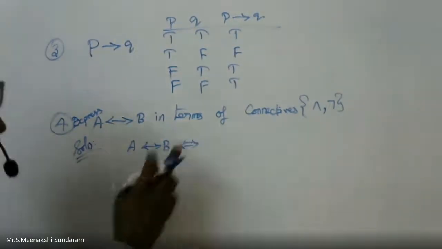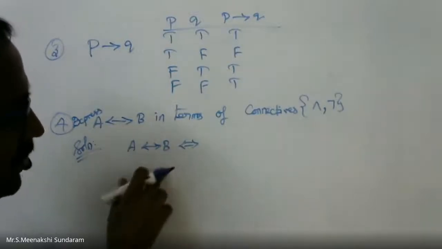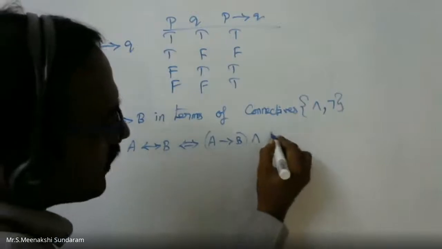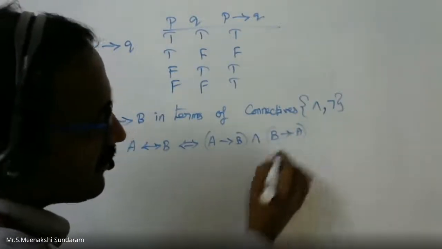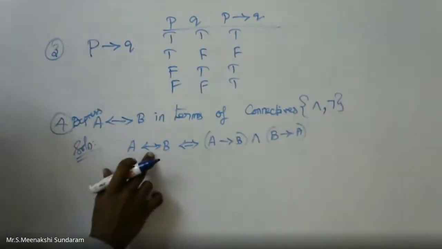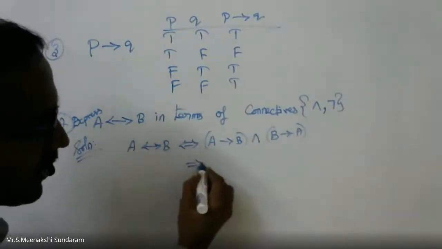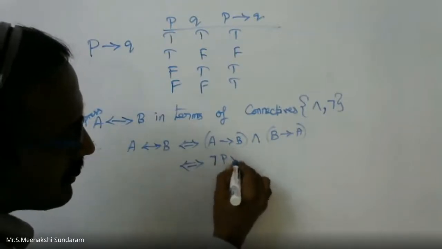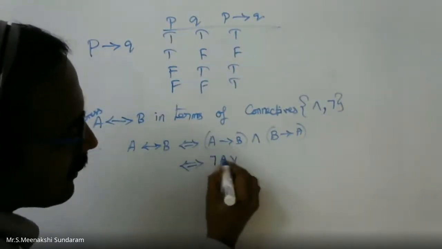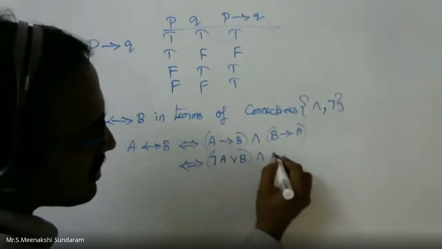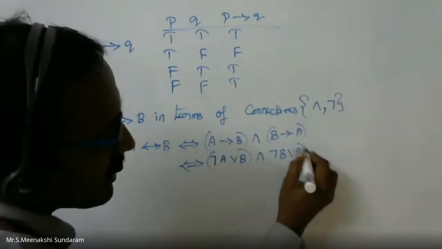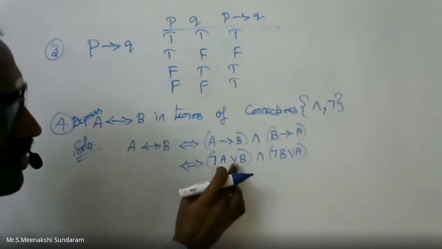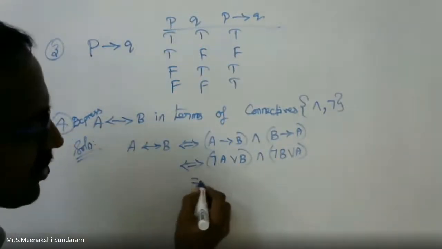What is a biconditional? First, A implies B, conditional, and B implies A. Are we clear for this one? I can remove the biconditional as conditional. Then I remove the conditional by negation A, disjunction B, conjunction, negation B, disjunction A. But the question asks only for conjunction and negation. I don't want the disjunction. I just want to remove the disjunction.